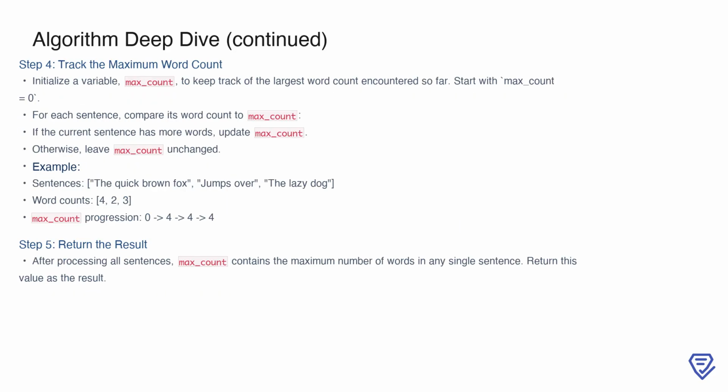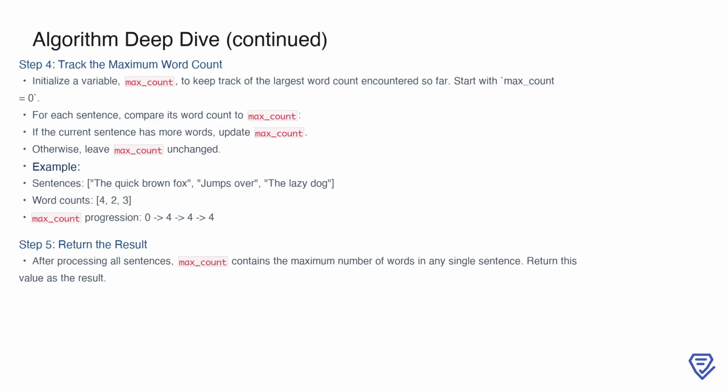To track the maximum word count across all sentences, we initialize a variable called max_count and set it to 0. This variable will store the largest word count we encounter as we process each sentence. For every sentence, we calculate its word count and compare it to the current value of max_count. If the current sentence has more words, we update max_count to this new value. Otherwise, we leave it unchanged.